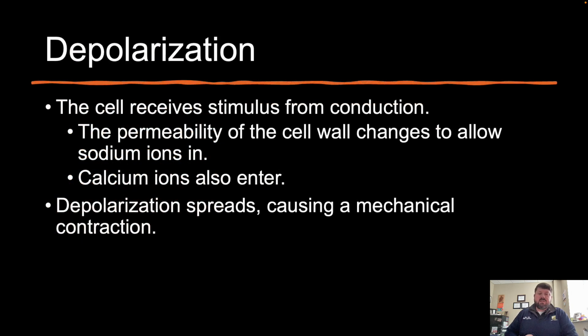So when the cell receives a stimulus from conduction, the myocardial wall, or the permeable cell wall of the myocardial tissue, changes. The sodium pumps turn on, the fast sodium channels turn on, and it allows sodium to rush into the cell. Now, during this process, calcium will also enter, and then depolarization spreads, causing a mechanical contraction.